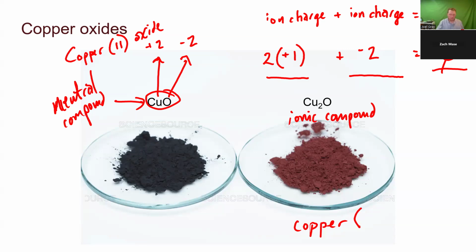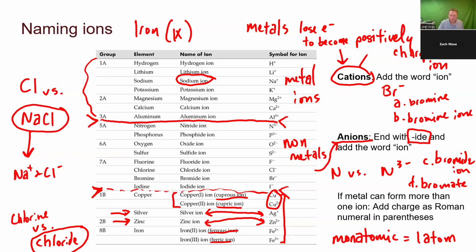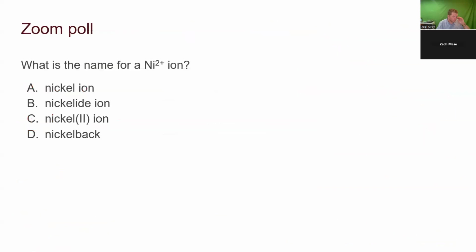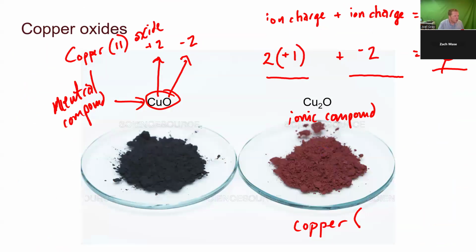The parentheses, let's jump back a few. What do we put in parentheses? We put the charge of each ion. So if it's 2, then it's +2. And in this case, it's copper 1 oxide. Okay, awesome. Can you give me a Y or an N to the chat if you follow that?